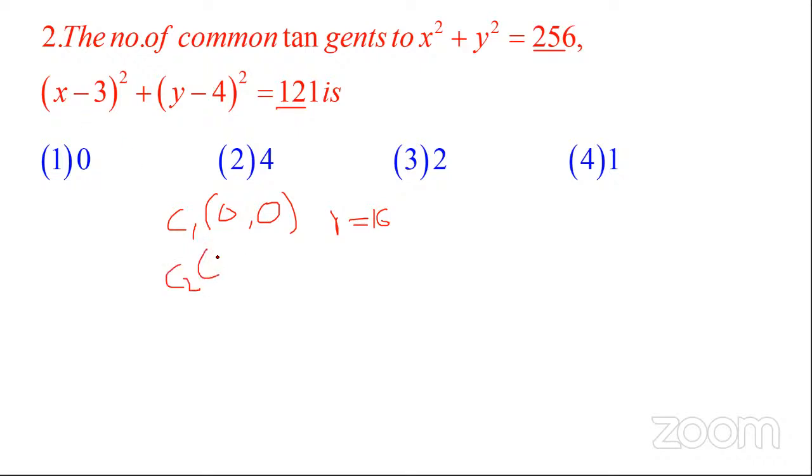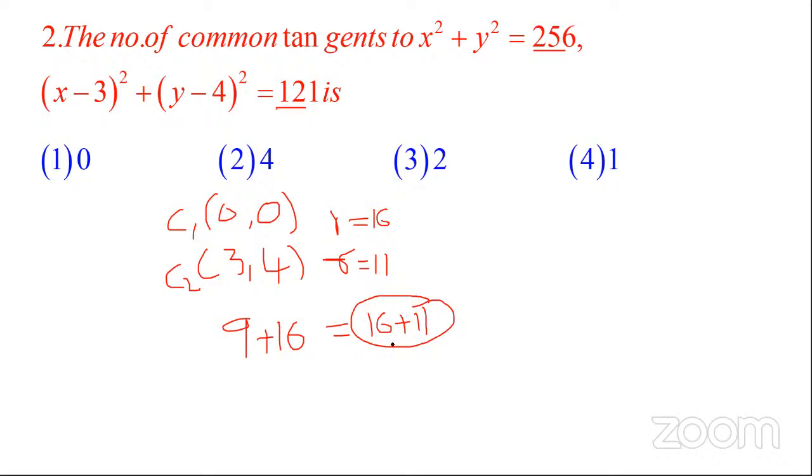C2 value is (h, k). Then this value is (3, 4), so R equals 121, that is 11. Then you have to check C1C2 equals 3 square, so 9 plus 16, 25. So this is 16 plus 11. I'm taking 16 minus 11. So this value is root 25, so this is 5. Then this is existing.